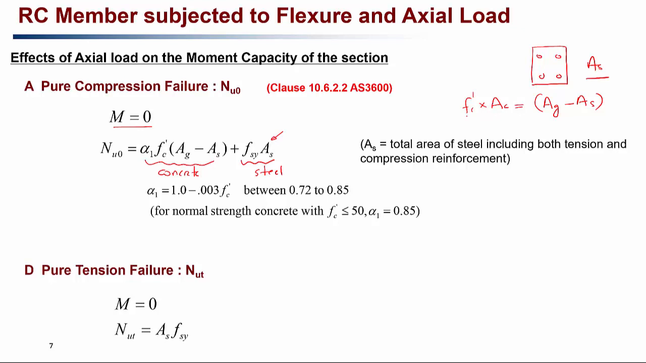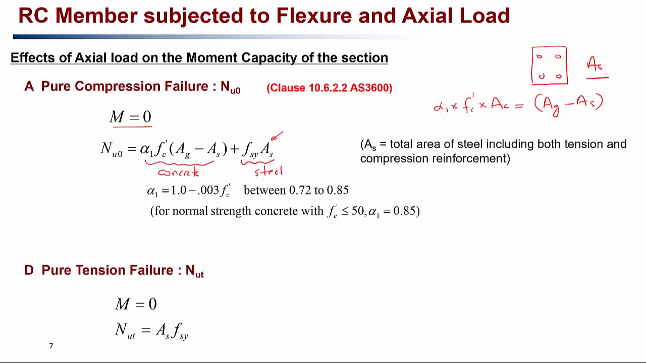But to take the size effect into account, instead of just using FC dash, we take the alpha 1 factor in here as well. Now alpha 1 is taken into account to account for the size effect on the compressive strength of the column. Because FC dash is determined using small cylinders, 100 millimeter diameter by 200 millimeter length cylinders, the strength of the concrete found from the cylinders may not be exactly the same as the compressive strength of concrete in the columns, which are much larger than the cylinders. In the columns, there is a tendency that the concrete will segregate, so the concrete strength may not be the same as denoted by the small cylinders.